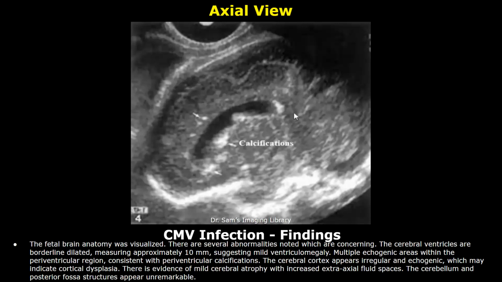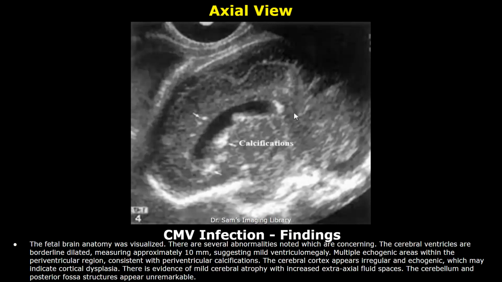The cerebral ventricles are borderline dilated, measuring approximately 10 millimeters, suggesting mild ventriculomegaly. Multiple echogenic areas within the periventricular region, consistent with periventricular calcifications. The cerebral cortex appears irregular and echogenic, which may indicate cortical dysplasia.